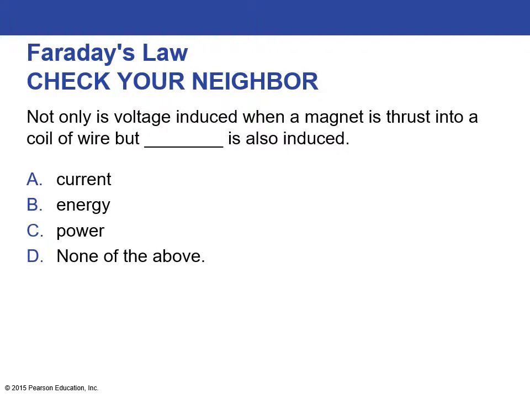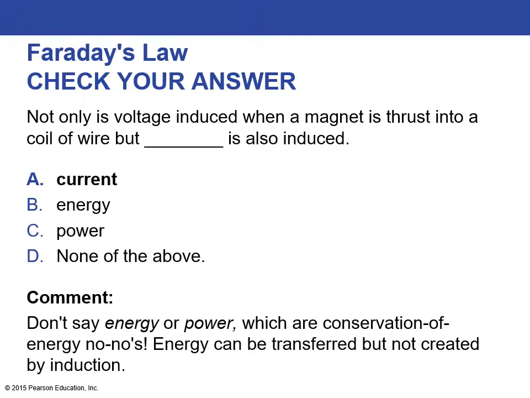Another question: not only is voltage induced when a magnet is thrust into a coil of wire, but is current also induced, energy also induced, power also induced, or none of the above? And current. So voltage induces current. So don't say energy or power, which are conservation of energy no-nos, because you can't induce or create power. You can't create energy. Energy can be transferred but not created by induction, but current is created.